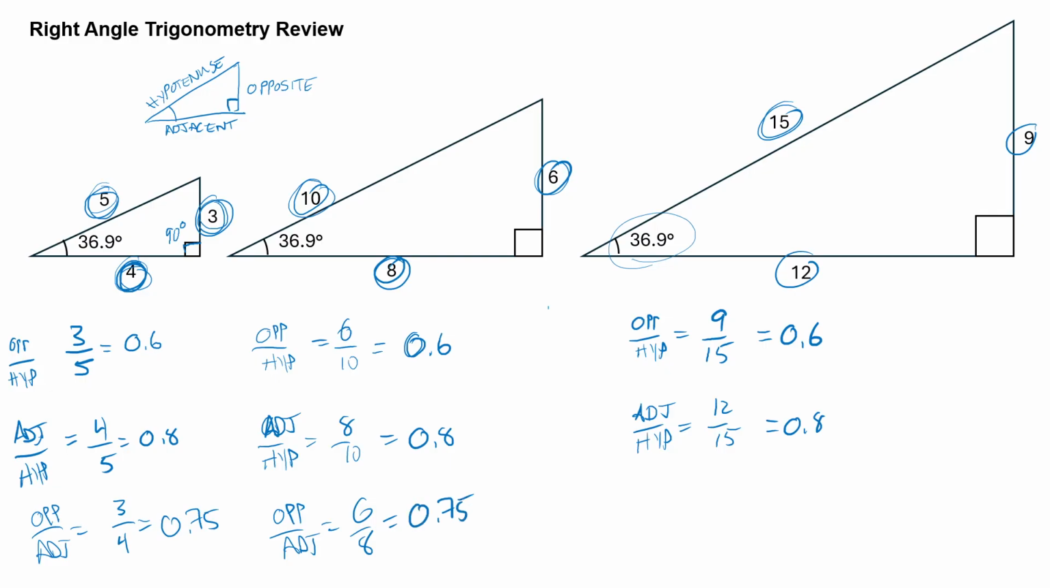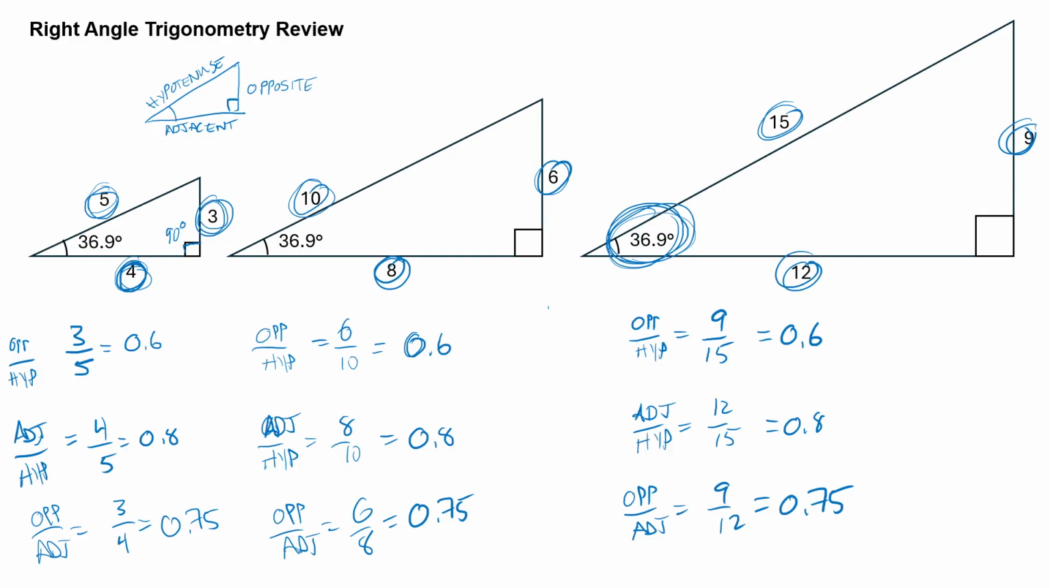For this third one, I've got opposite of 9 and adjacent of 12. So if I do opposite over the adjacent, that's going to be 9 divided by 12. And that's going to be, oh my gosh, that's also 0.75. It's almost like I could store these values, 0.6, 0.8, and 0.75, as relevant if I've got a 36.9 degree angle. Ancient mathematicians realized, hey, this is interesting, it's always that ratio. So for a 36.9 degree angle, I've got these three ratios.